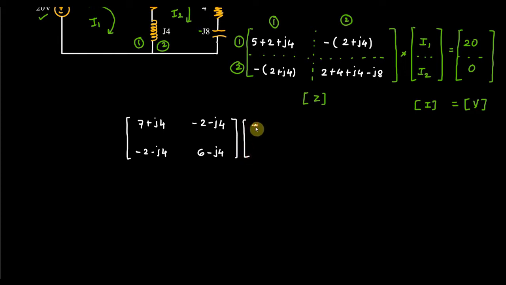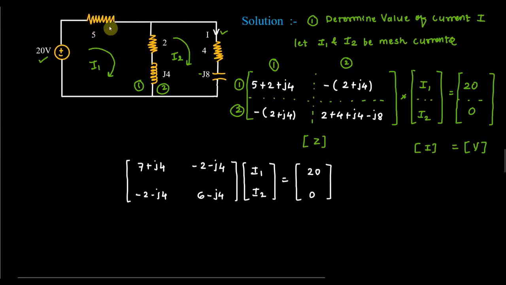Rest of the things are as it is. So this is I1, this is I2, and this will be 20 and 10. Right? Now what is our aim? Our aim is to find out this current I. You can see that. So how do you get this current I?